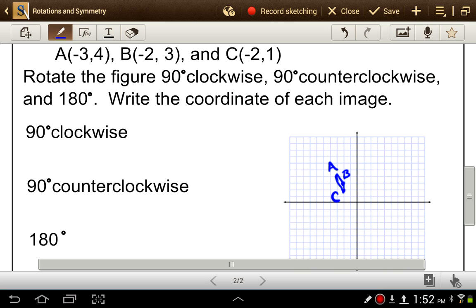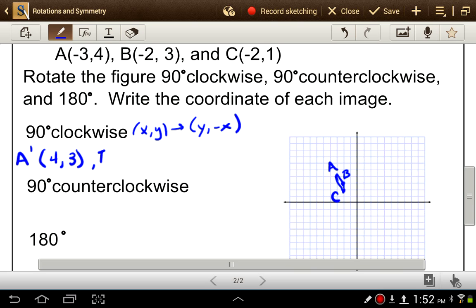Now, I am going to rotate that figure clockwise 90 degrees first. Remember, we have our x, y, and that turned into y, negative x. So looking at A prime, my new figure, it was negative 3, 4. I'm going to switch those. The 4, which was the y, is now going to go in the front. And then the negative 3 is going to go to the back, and I'm going to take the opposite of it. So it was negative, now it becomes positive. So it's going to be 4, 3.